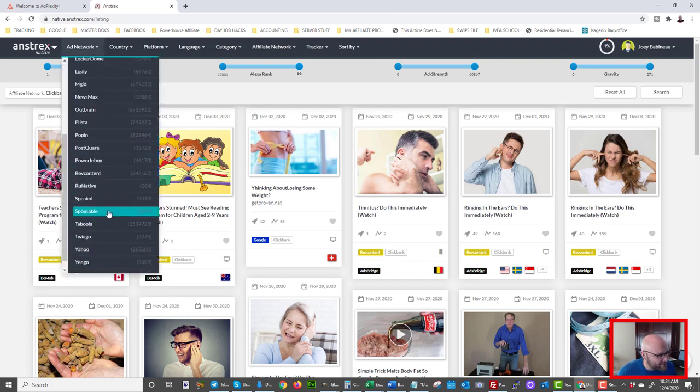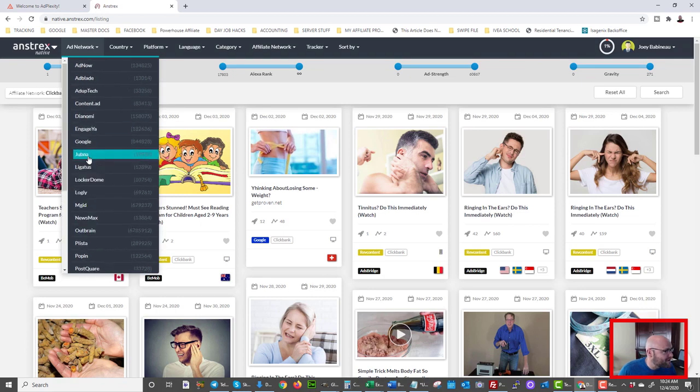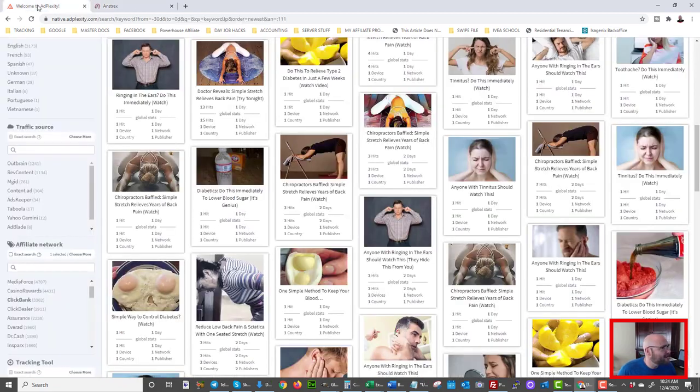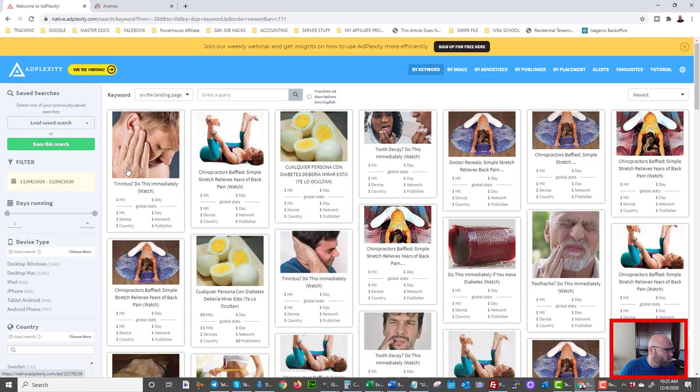So wherever you're getting your traffic, you can perhaps sort by the exact traffic source that you're choosing here. So you can see there's a ton of Taboola ads here. There's Outbrain. Pretty much all of the mainstream traffic sources are on here on Anstrex. Now on Adplexity, there aren't as many traffic sources. As you can see here, there's only less than a dozen on Adplexity. So that is one other advantage for Anstrex.